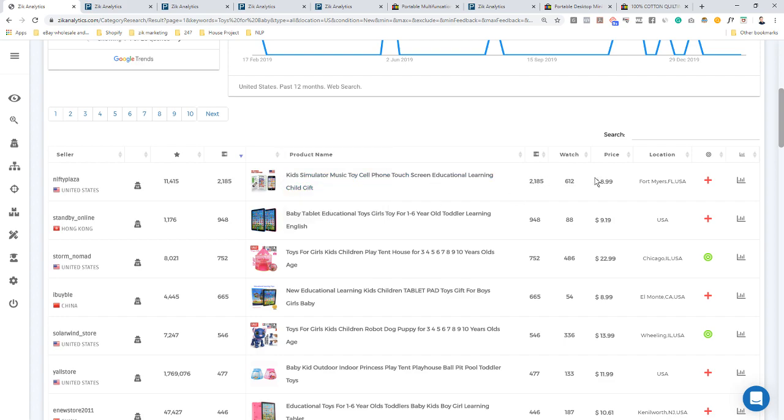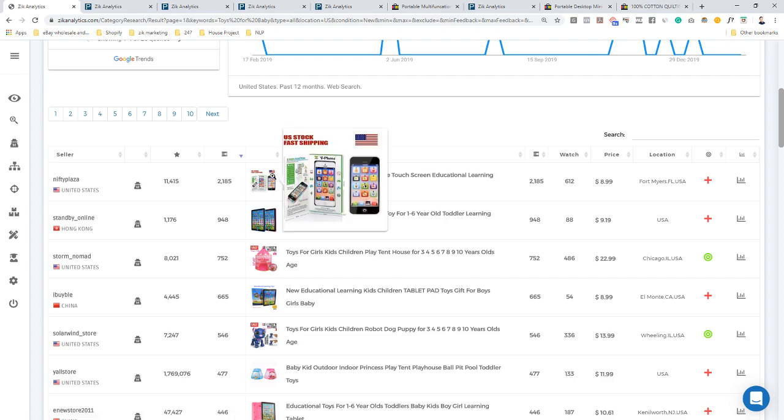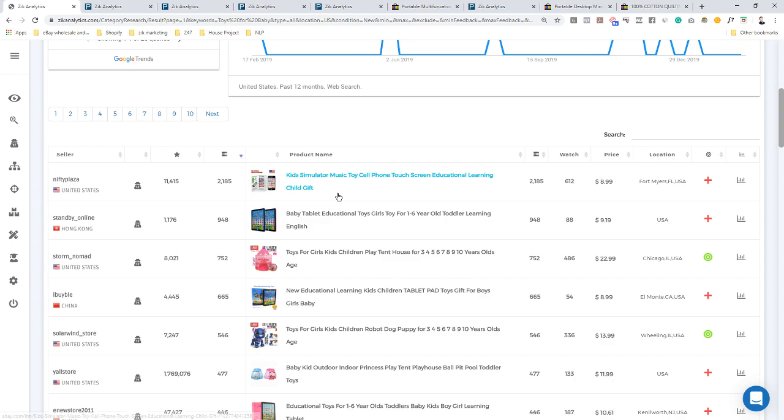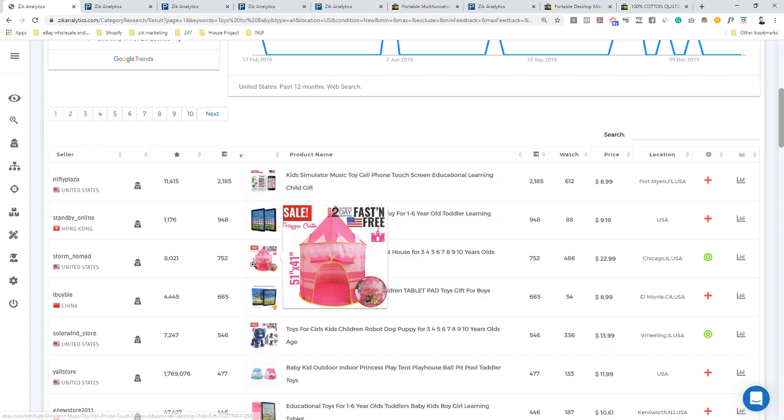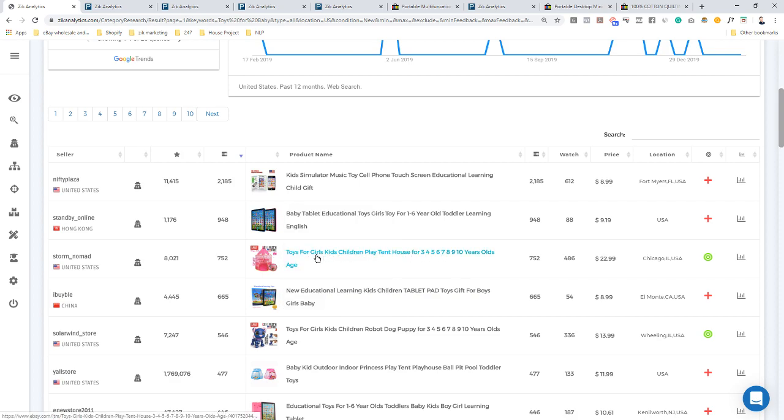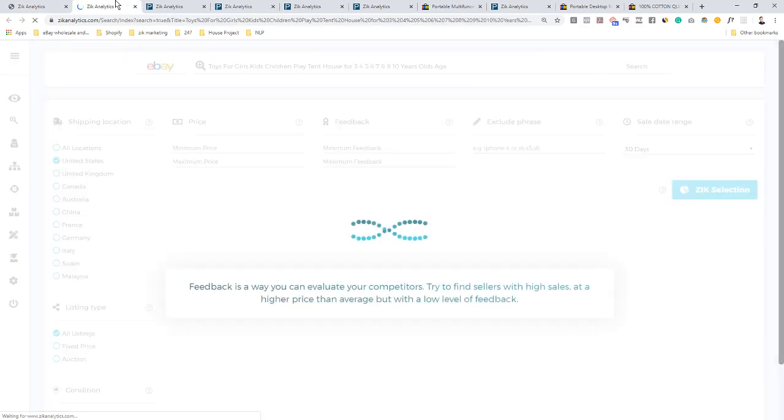You know, there are sales here. And this is a unique performing product, but I really don't want to speak about this product because I hate to see kids with smartphones. I don't like it. Let's try to look for another product here. All right, this product, okay, it is toys for girls, kids, children. It's a play tent house. This is an interesting product. Let's check it out.